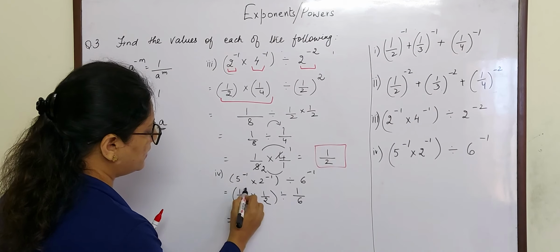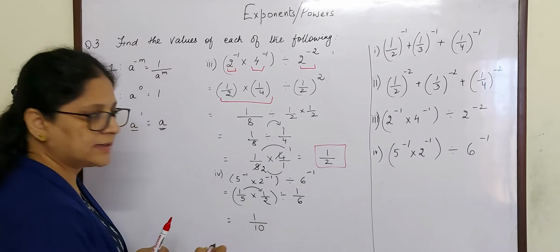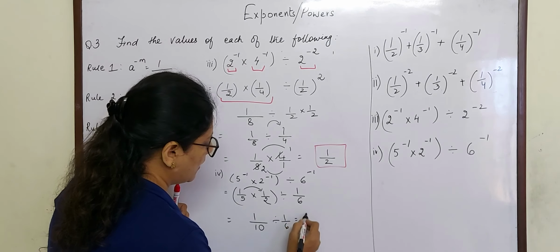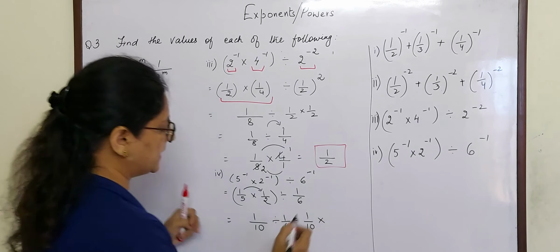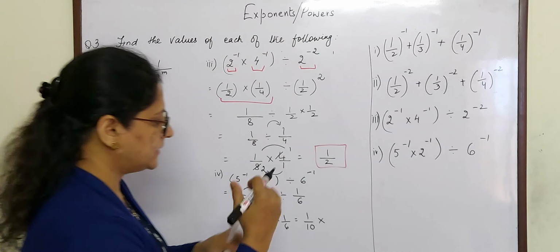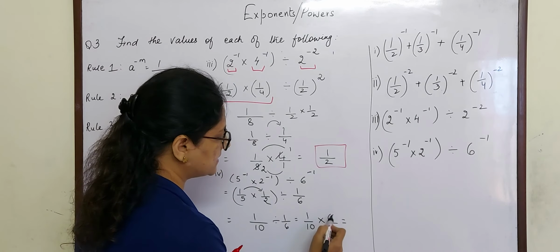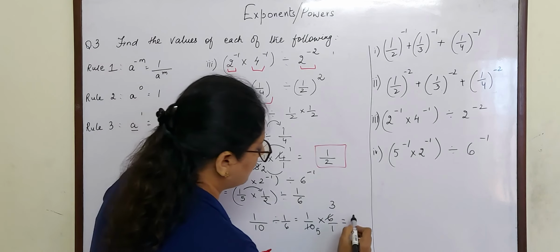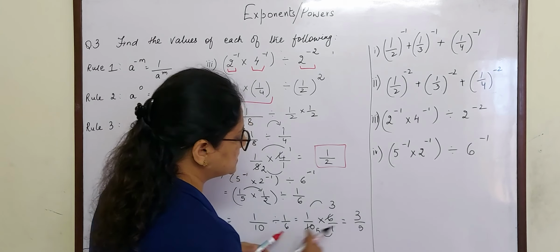So our answer will be 1 ones are 1, 5 2s are 10, divided by 1/6. Now 1/10, when division is replaced by multiplication, what happens to 1/6 here, children? Yeah, it becomes reciprocal, 6/1. Now let us cancel. 2 3s are 6, 2 5s are 10. So our final answer is 1 3s are 3 and 5 1s are 5, that is 3/5.